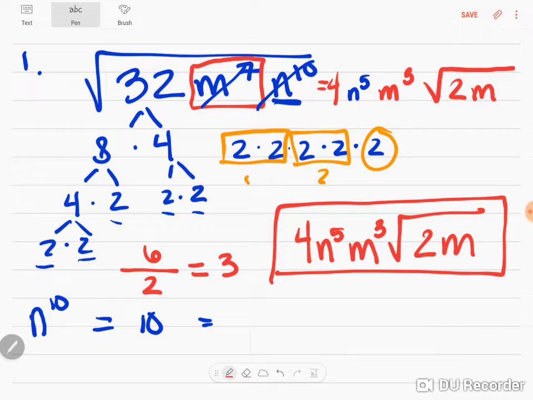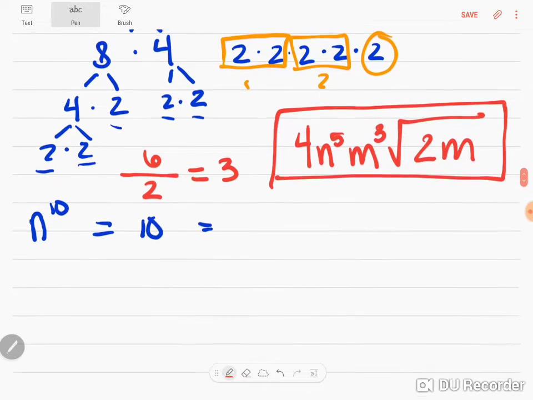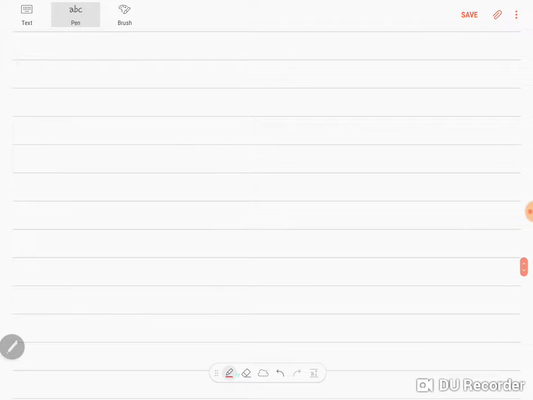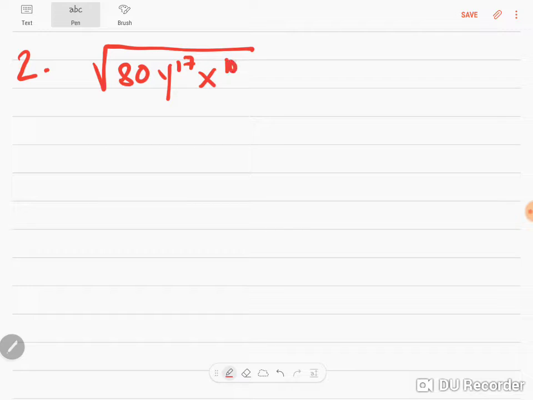Next one. Number 2 says we got the square root of 80y to the 17th, x to the 10, and z to the 8.